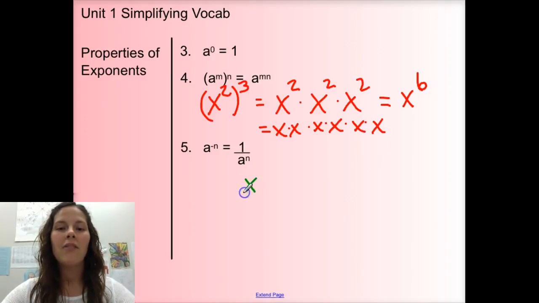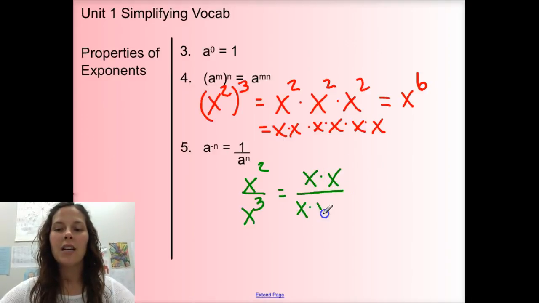Let's say today we have x squared divided by x cubed. If we write this out the long way, we've got x times x in the numerator and x times x times x in the denominator. So again, just like we saw our dividing rule yesterday, 2 of these x's cancel. And remember, when you divide something by itself, it equals 1. That's where the 1 in the numerator comes from. And we have 1x left in the denominator.